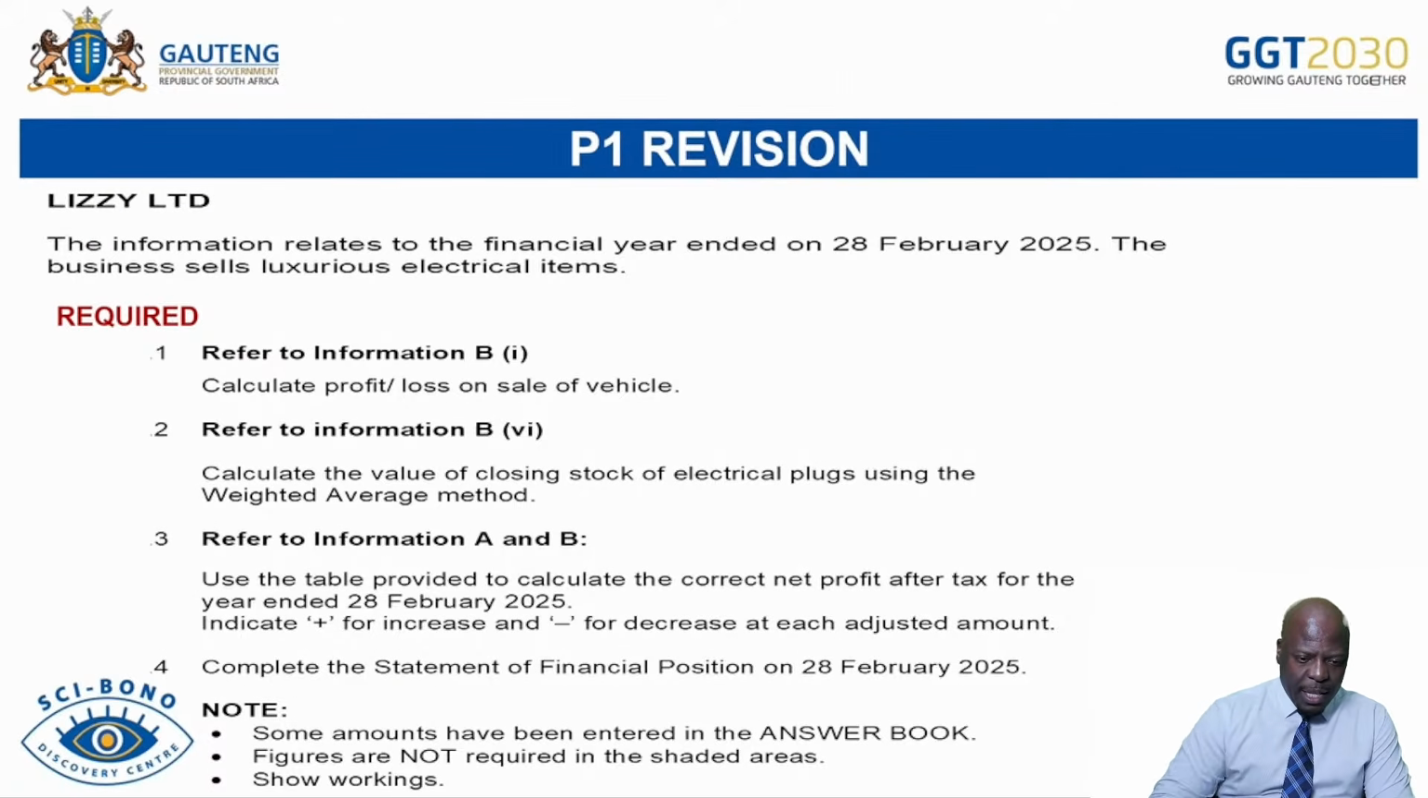Okay, so it reads, Lizzie Limited. The information relates to the financial year ended on 28 February 2025. The business sells luxurious electrical items. So what we're going to do is calculate the profit or loss on sale of a vehicle. Remember, this can be tested in paper one. And we're going to calculate the value of closing stock of electrical plugs using the weighted average method.